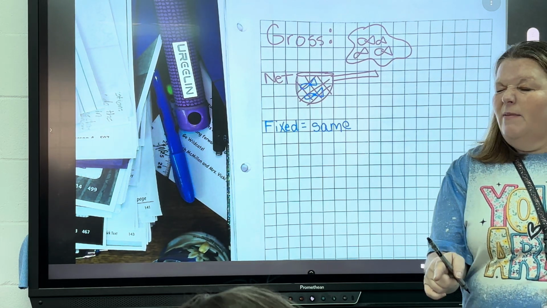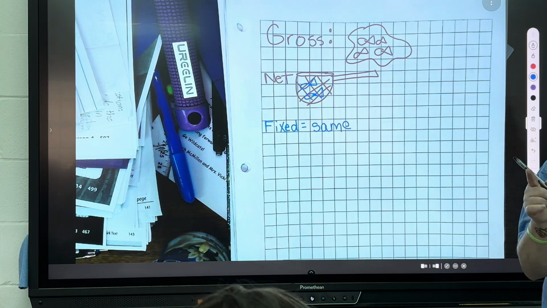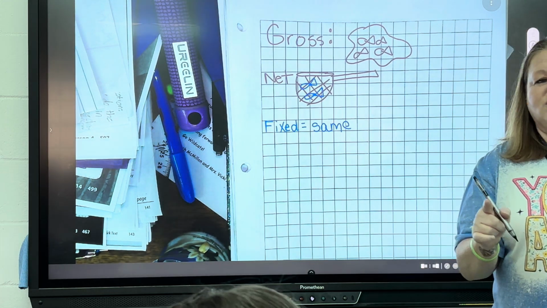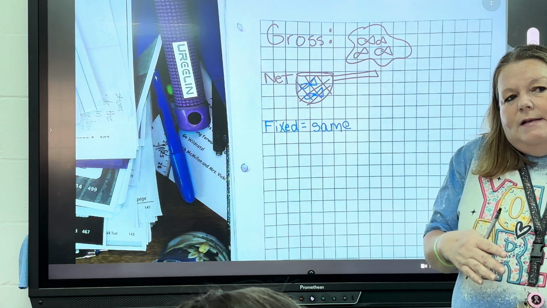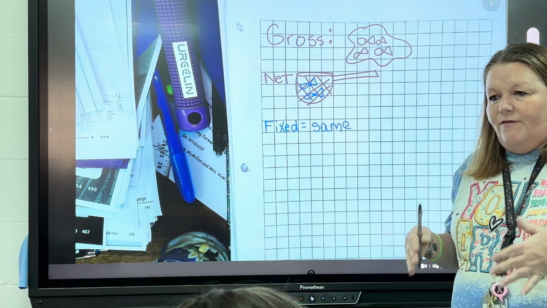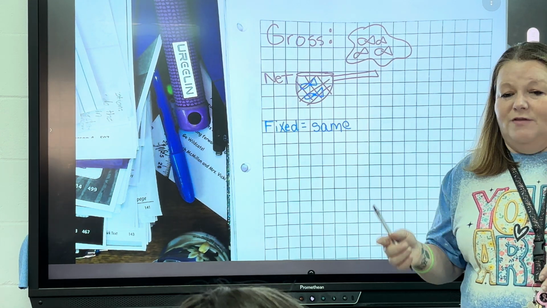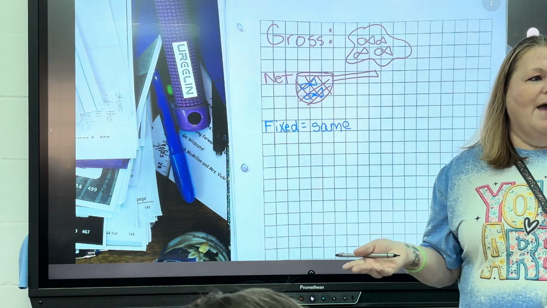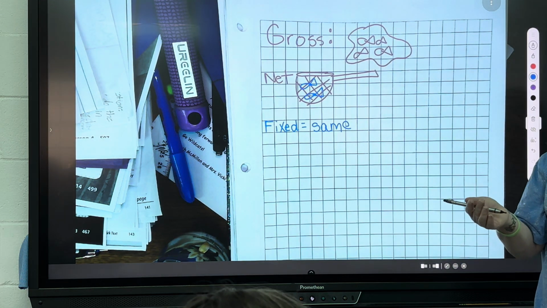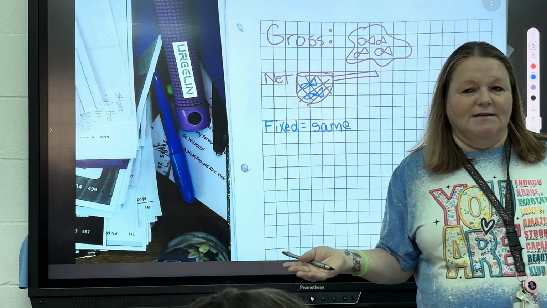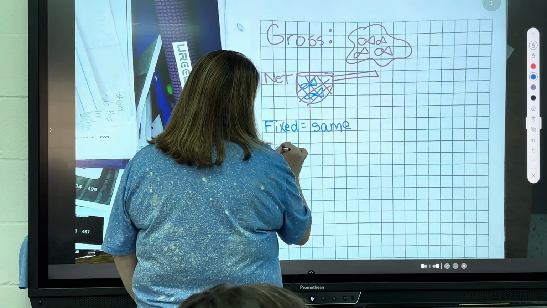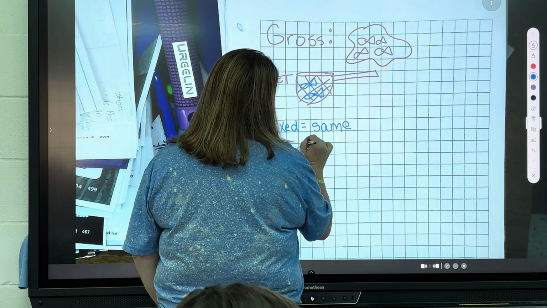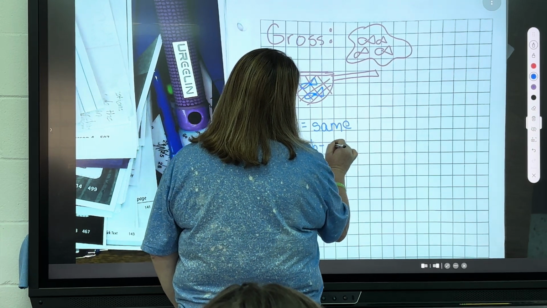Food's not going to be fixed because it changes. One, you may not eat the same foods every week. And even if you eat the exact same foods every week, the prices change because of supply and demand and tariffs, which is taxes. Okay? So what does variable mean? Changes.